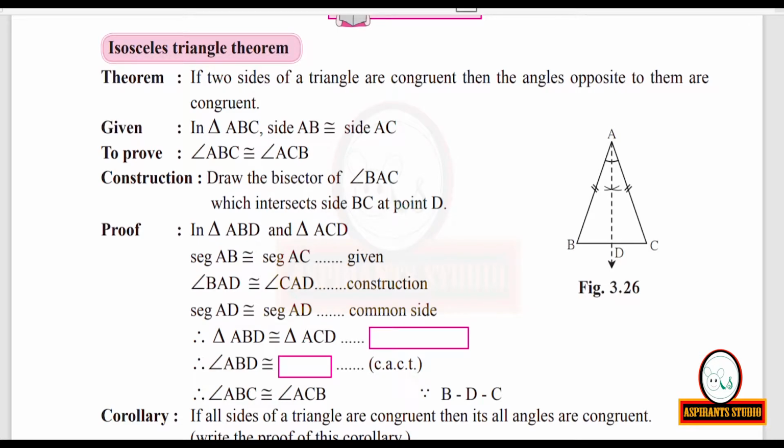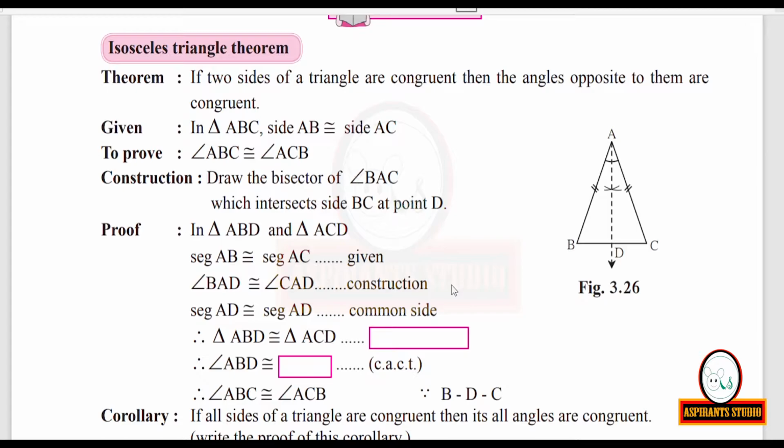triangle ABD and triangle ACD now. So in triangle ABD and triangle ACD, segment AB is congruent to segment AC is given. Angle BAD is congruent to angle CAD is the construction. Segment AD is congruent to segment AD because they are common sides for both the triangles. Therefore, triangle ABD will be congruent to triangle ACD by SAS test.